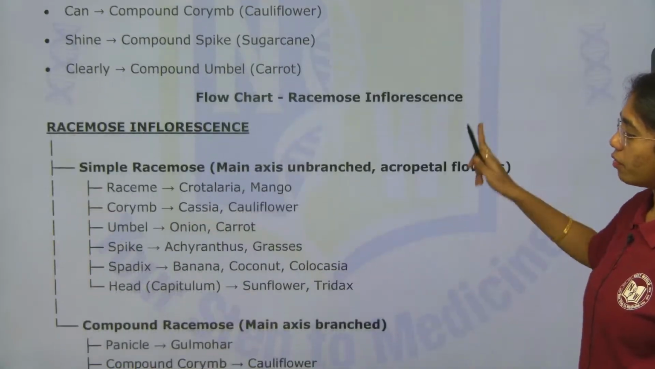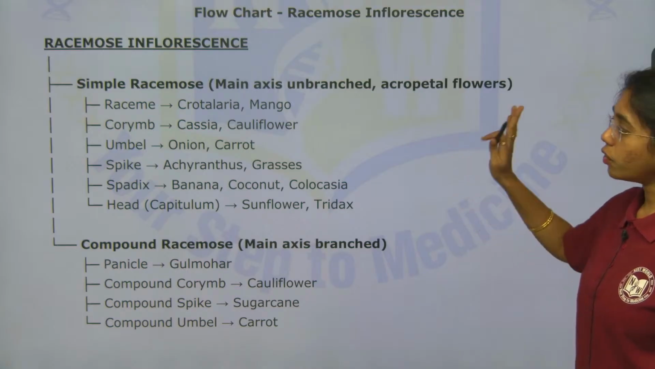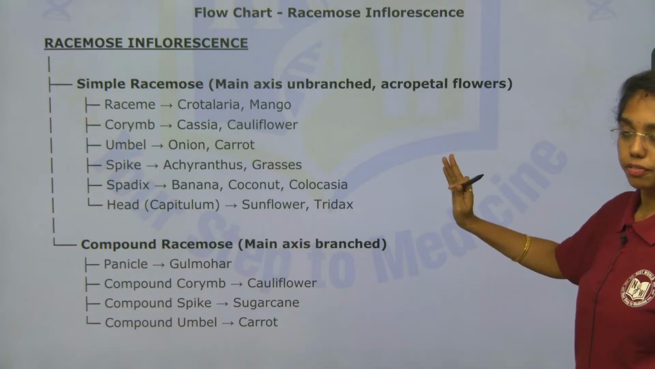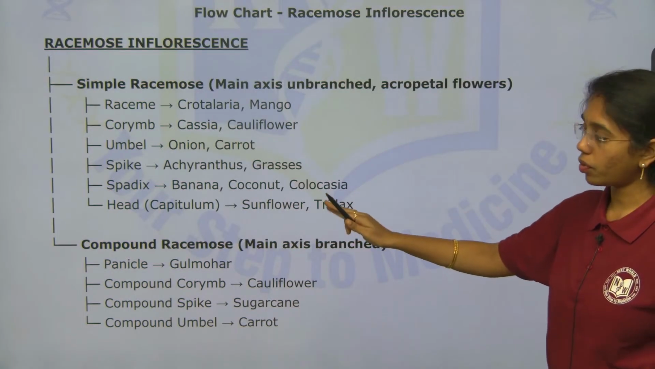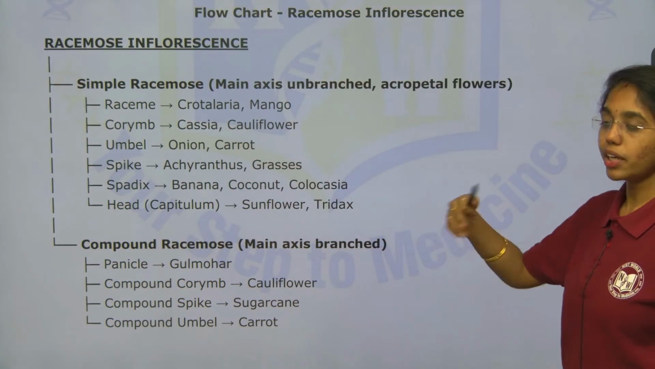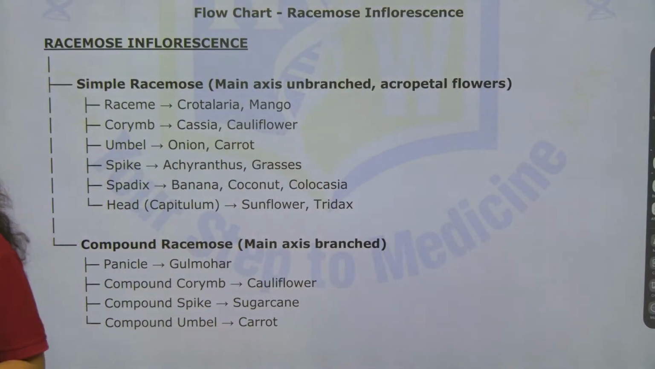Then we will have a flow chart. You can take a screenshot of this flow chart. If you remember this screenshot also, it is enough. If you know the description of each type of racemose inflorescence, and you have this flow chart, you can easily go for the exam. This question is yours in the exam hall.